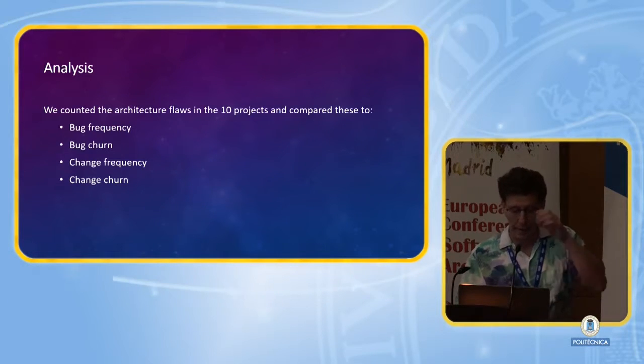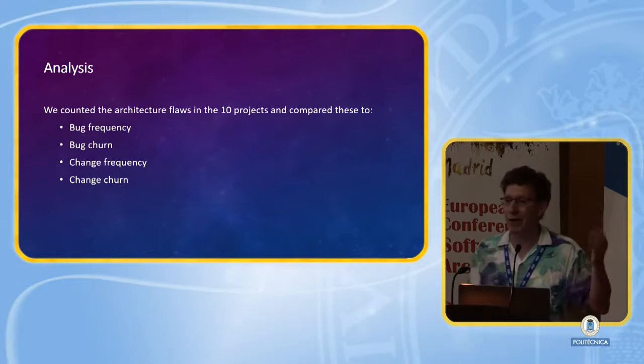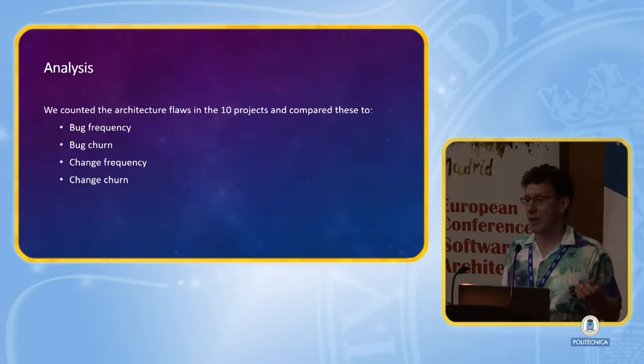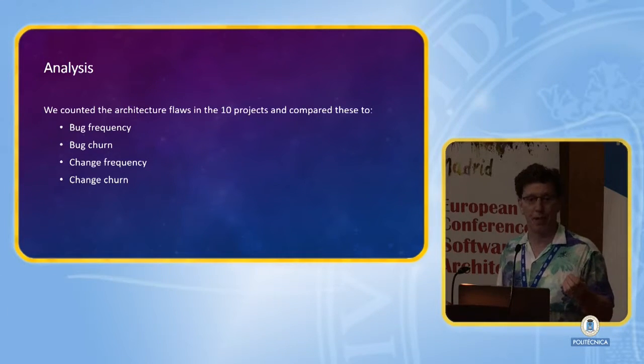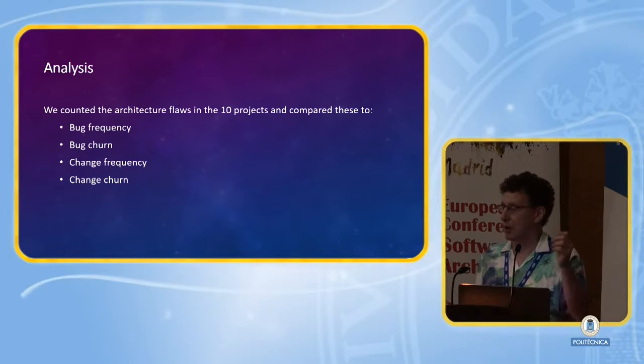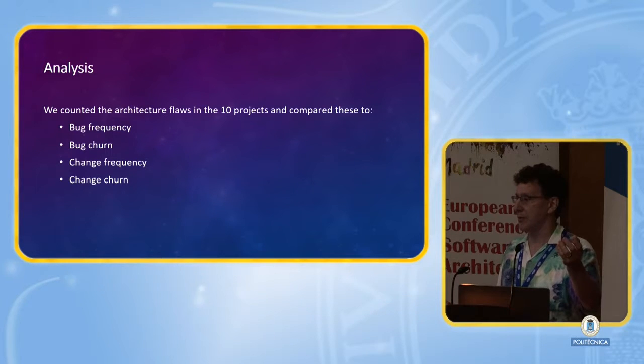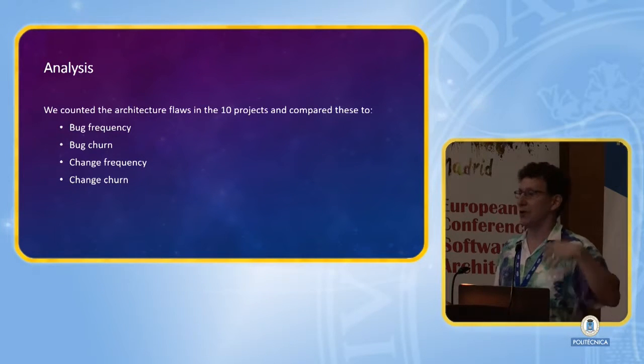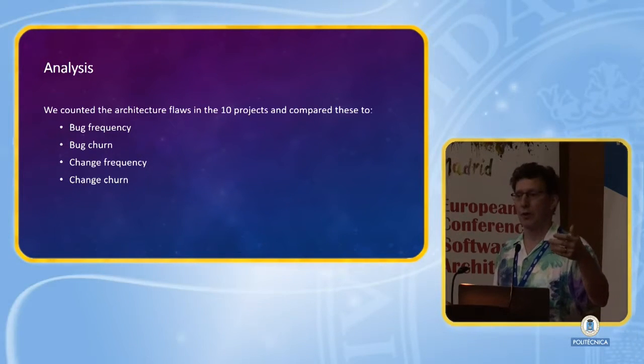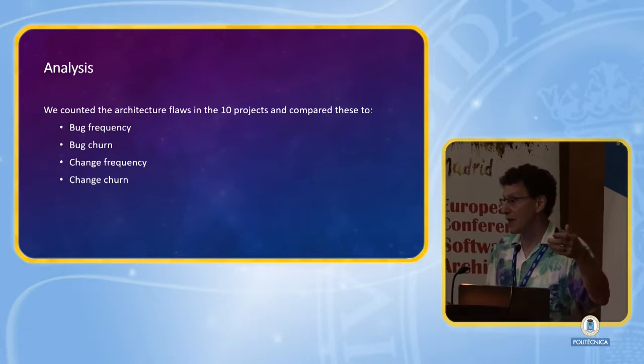And what we did is we just counted, file by file, the number of architectural flaws that each file participated in. So if a file participates in a modularity violation, count it as 1. If it also participates in a cyclic dependency, now it's 2. If it also participates in an unstable interface, now it's 3.